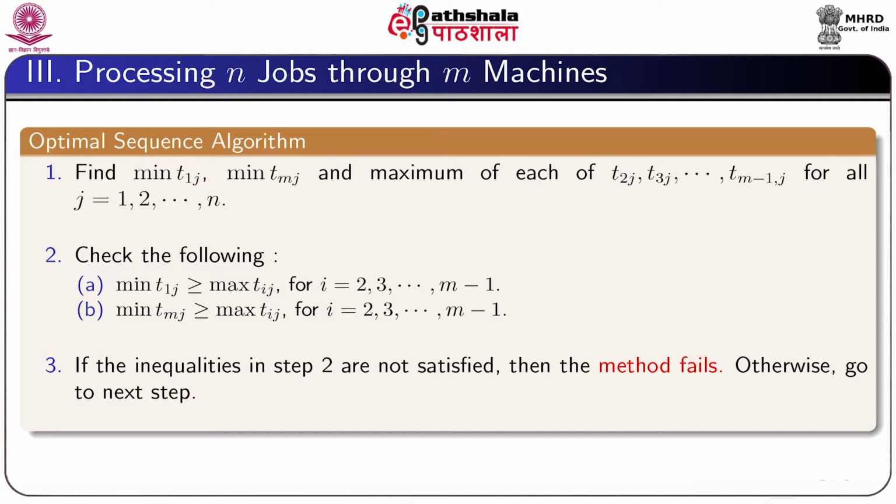Then in step 2, we will check the following: the minimum of T1j is greater than or equal to the maximum of Tij for i equal to 2, 3 up to m minus 1, and the minimum of Tmj is greater than or equal to the maximum of Tij for i equal to 2, 3 up to m minus 1. If these inequalities are not satisfied, then the method fails. Otherwise, we will go to the next step.